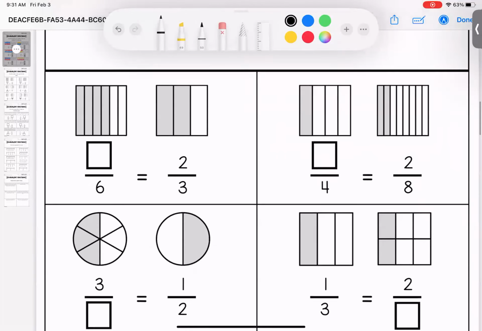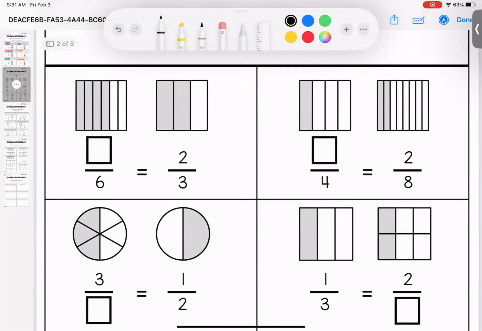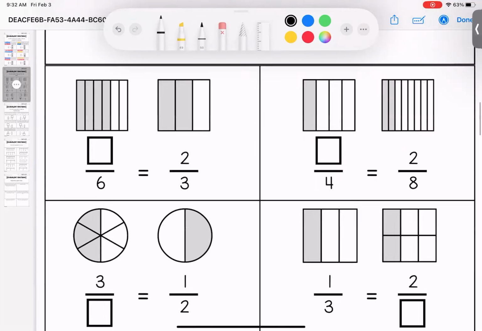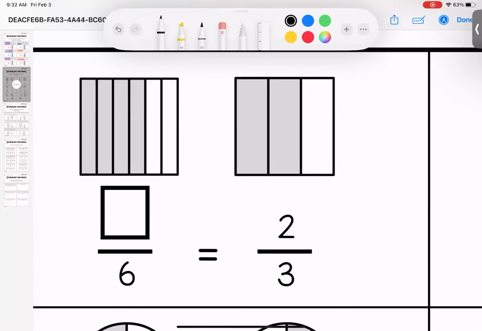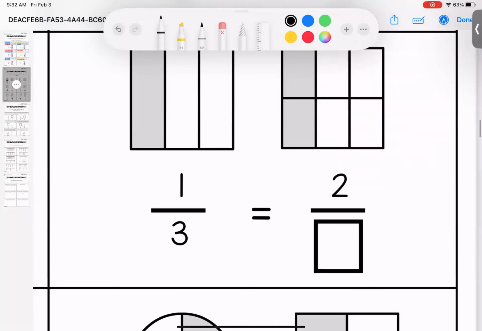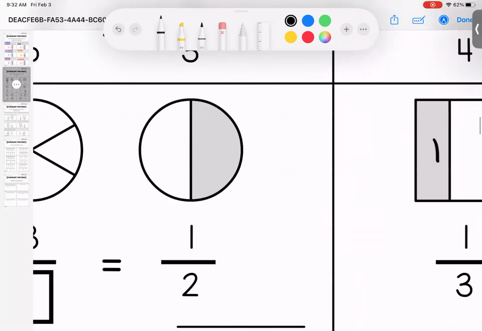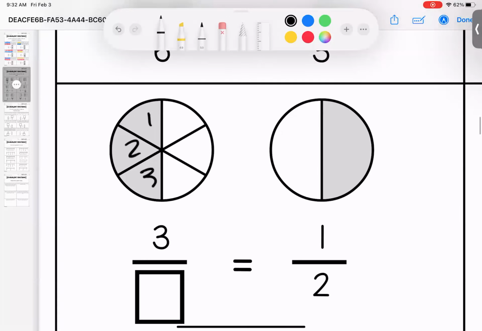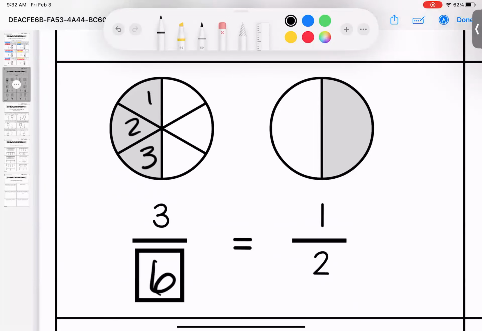All right, my loves, on to page number 2, where we are comparing our values. I am looking at how many sixths would be equal to 2/3. So if I dive in and count here, I have 2/3 and I have 4/6. I have 1/4 is equal to 2/8. 1/3 is the same as 2/6. I can count that I have 6 pieces here. I have 3 out of 6 is the same as 1/2.